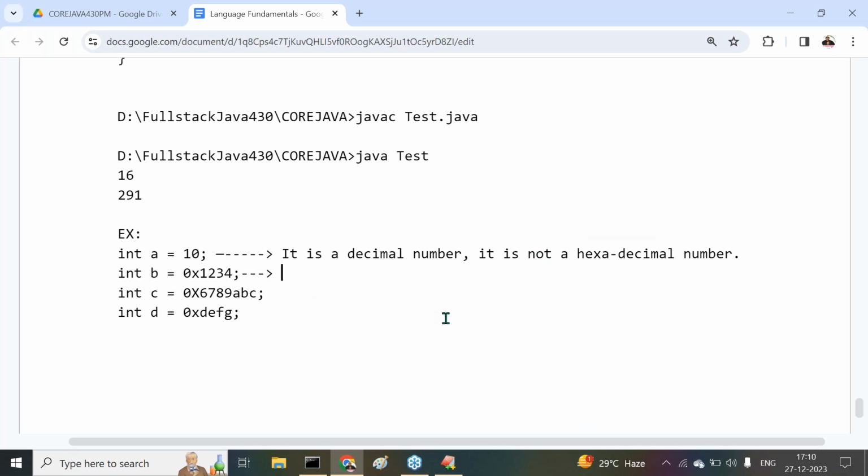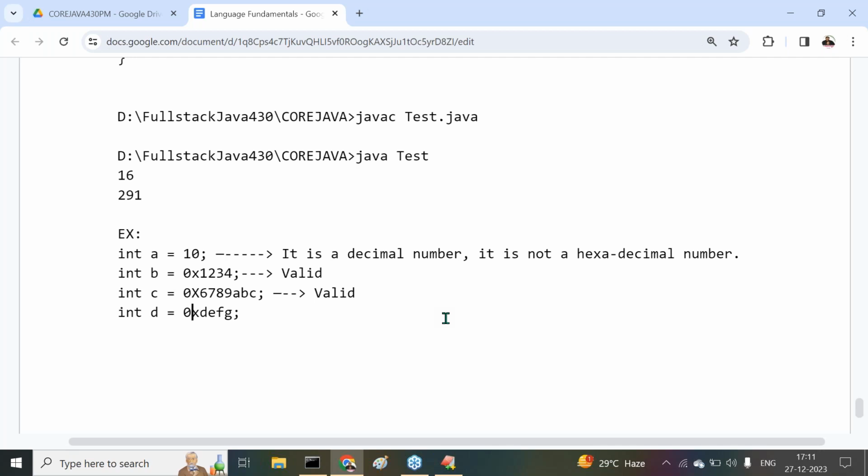All right. Next one is valid. Why? Because 0x is the okay prefix, and the values 1, 2, 3, 4 are valid input. No problem. Valid. Next one, valid or invalid? Valid. Why is it valid here? We have 0 capital X, so the prefix is valid. If you observe the digits, they are 0 to 9 and A to F, all within the range. So this is also valid.